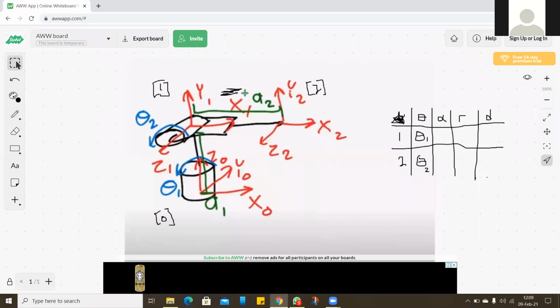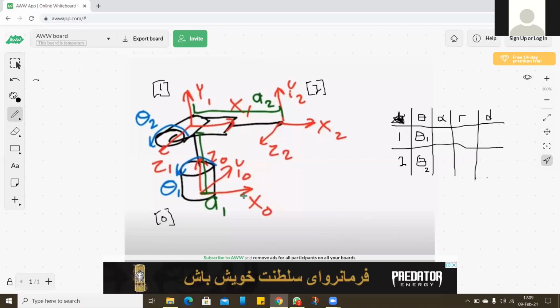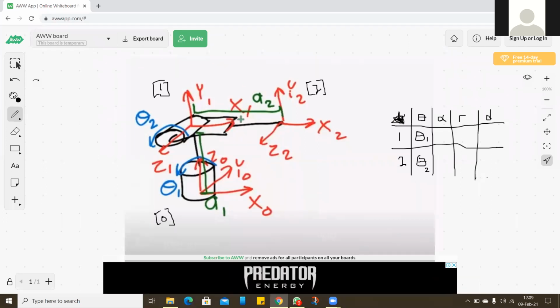The rotation of this and this. Okay. Yes, around this axis. So anybody want to try?